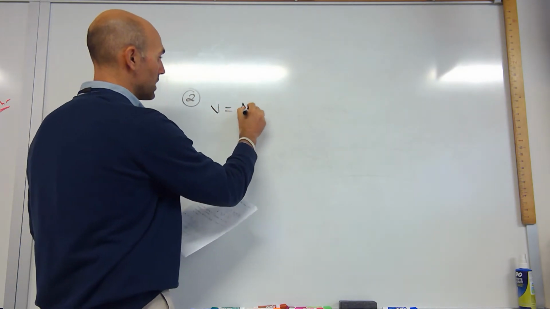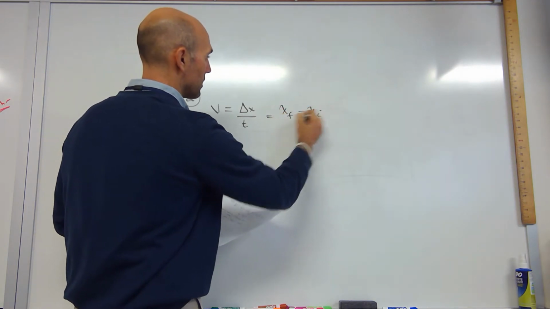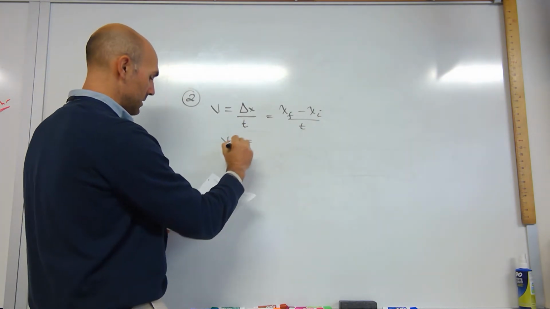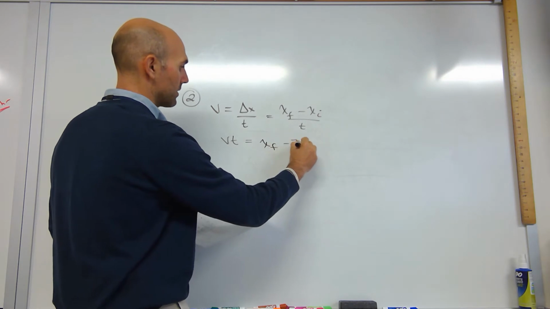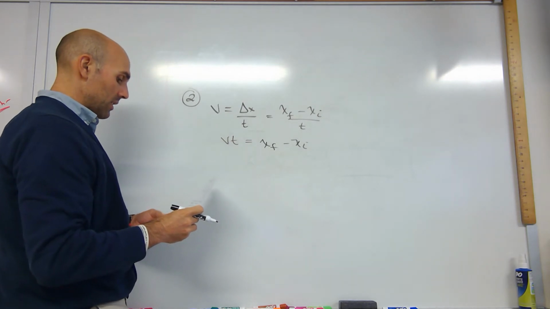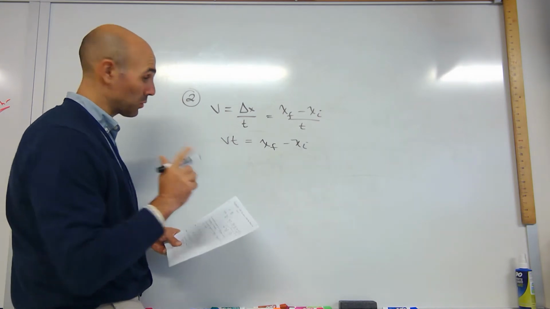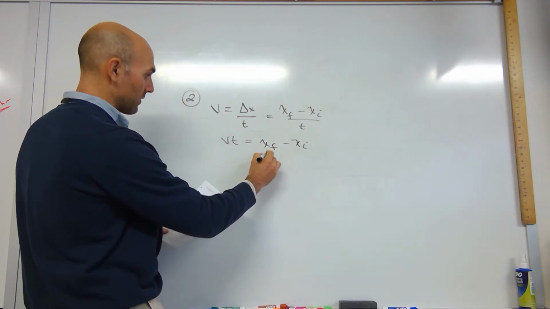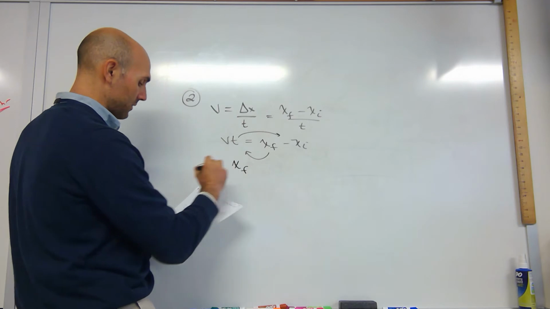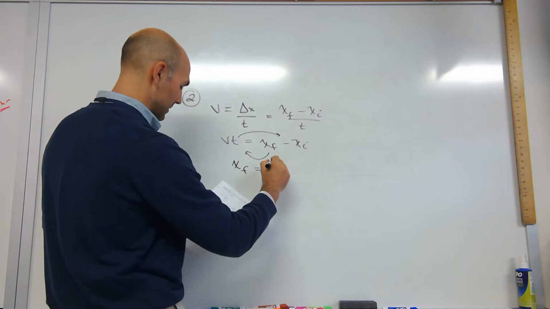Velocity now equals a change in position over a time, which means a final position minus an initial position over time. We can rearrange: Vt equals x final minus x initial. All I did was bring that t back up, I multiplied by time. Now, we're going to rearrange this one more time. We're going to bring the xf over. My bad.